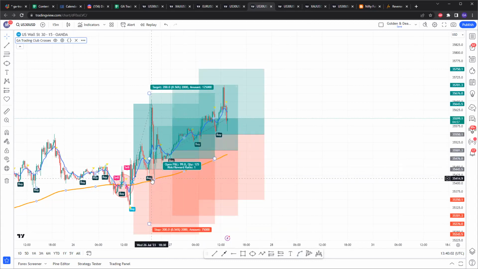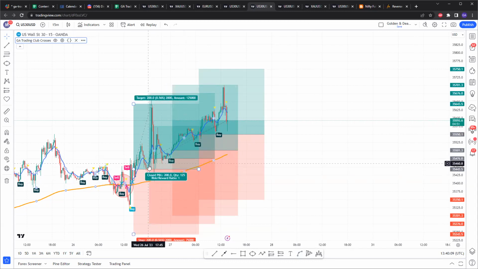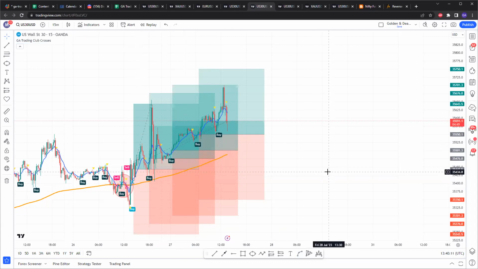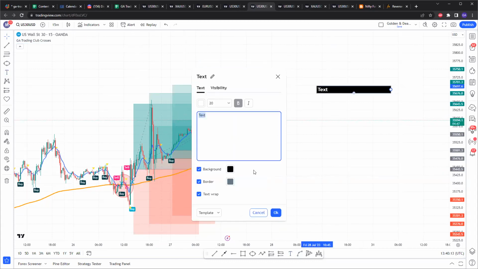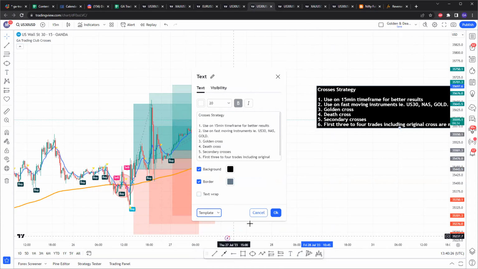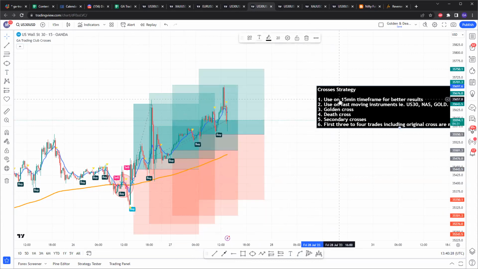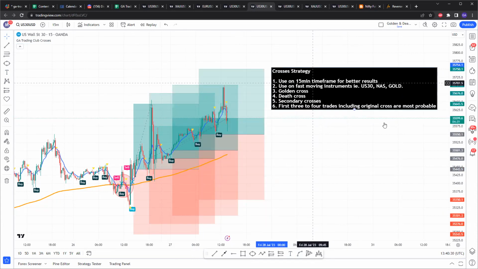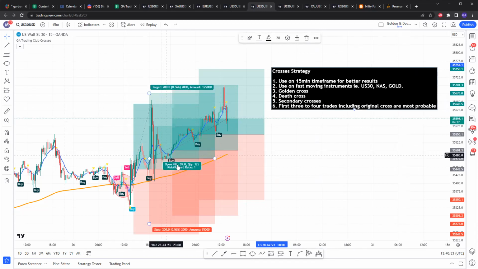Unfortunately, I hadn't turned on the secondary buys yesterday, because I would have said we could have taken this. Keep in mind, based off of this strategy, what are we looking for? We are looking for the first 3 to 4 trades. What is this? I keep forgetting this. I thought about it the other day, but this is it. Right, first 3 to 4 trades, including the original cross, are most probable.